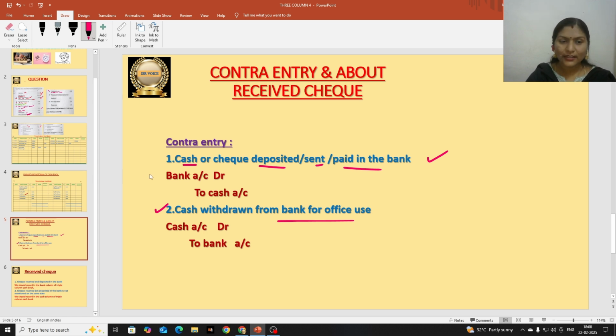What is the journal entry here? Bank account debit to cash account. So we will write "To cash" on which side? Debit side in the 3-column cash book. So "To cash" we write, "By bank" we write. Okay, so "To" is given now in the journal entry. So bank account debit to cash. While posting the "To cash", we are going to record on debit side of the 3-column cash book. Bank we will record on credit side. So let us go and record that.